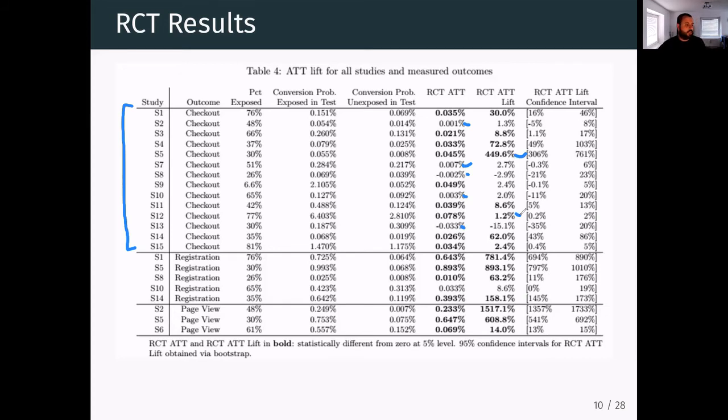If we look at registration, again, we rely on these RCT estimates. What do we see? We see that 4 out of 5 are statistically significant, and they're relatively large effects on average compared to checkout. So registering is obviously less costly to a consumer because you're not spending money, you're just signing up for something. And we do find effects on that. And we find effects on page views for the 3 experiments that were interested in tracking page views.